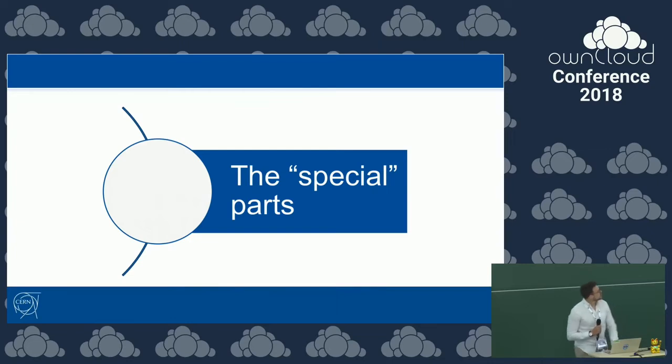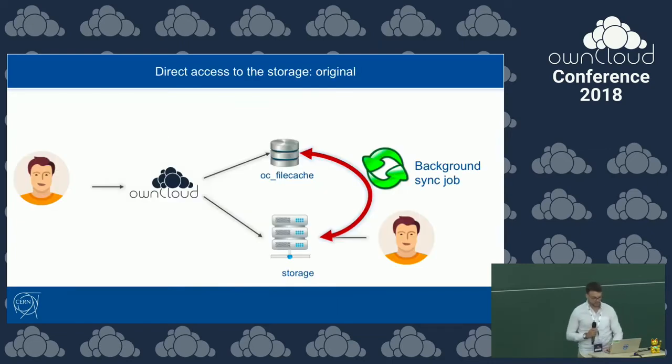So, what are the special parts compared to ownCloud from CERNBox? There are two main differences. The first one is the direct access to the storage. This is a normal ownCloud installation where we have user John accessing the ownCloud server through the web interface, and he can list the files, upload the files, etc.